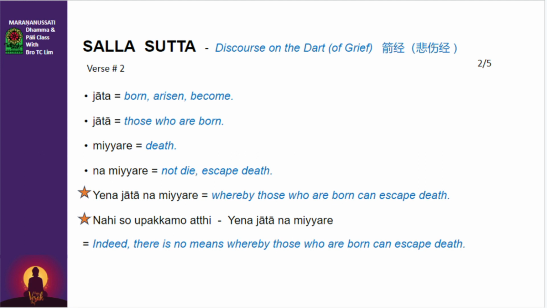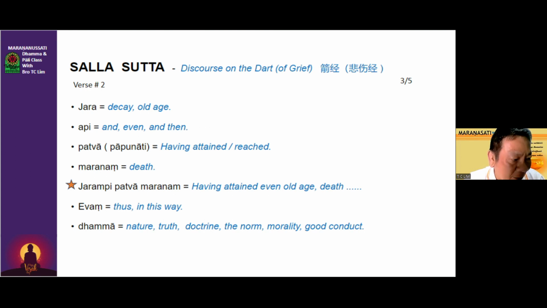We call it decay. Then next one, we have jara, which is decay or old age. Api is even. Patwa comes from the word papunati, meaning having attained. Papunati is to attain. Patwa means having attained. Maranang, death. Jarampi patwa maranang, having attained even old age and death.